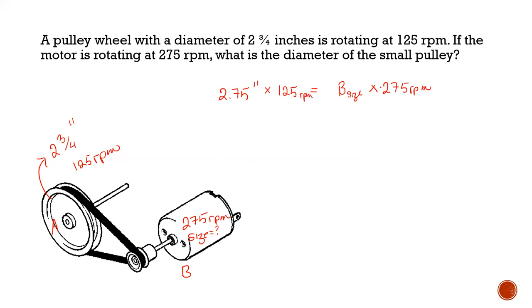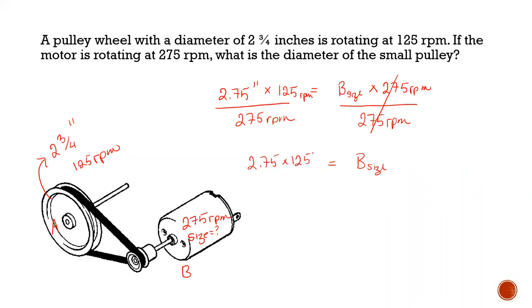Now we want to get rid of this 275, so we want to move it to the other side. In order to do that, it's multiplying, so we're going to do the opposite. We're going to divide. Whatever we do to one side, we do to the other. We have to keep them balanced. So these cancel, and size of B is equal to 2.75 times 125 divided by 275.